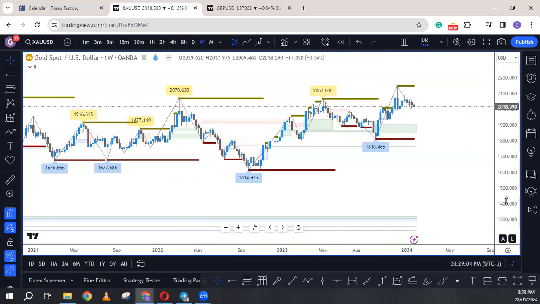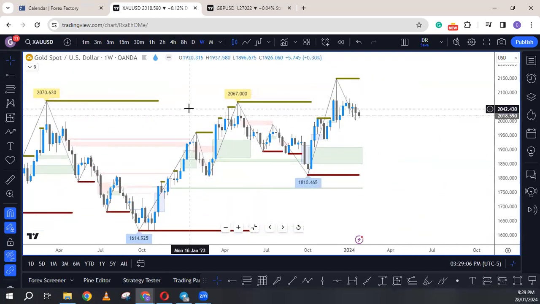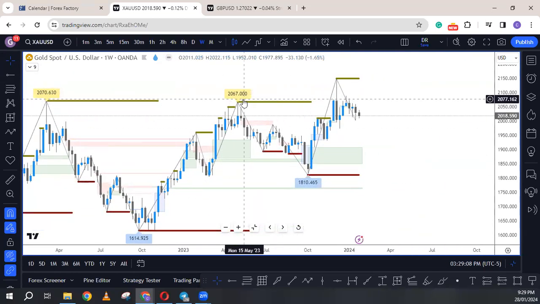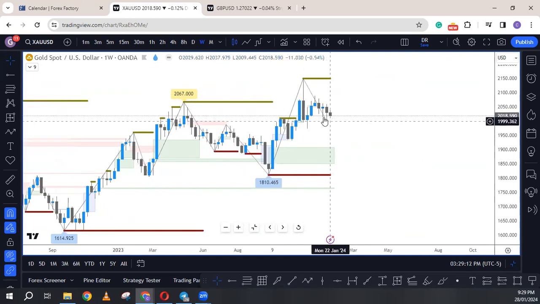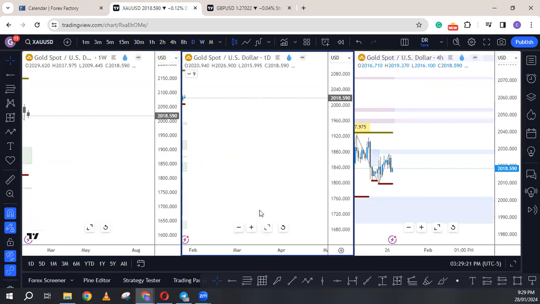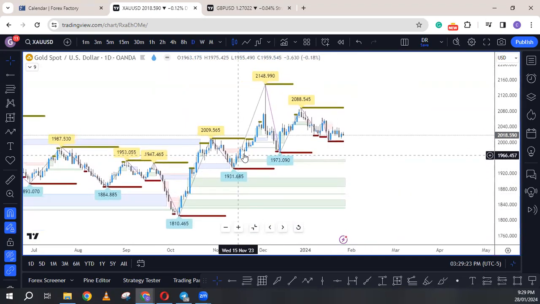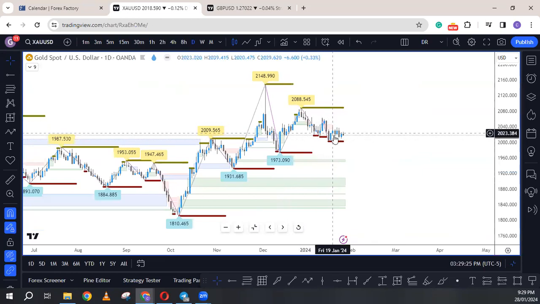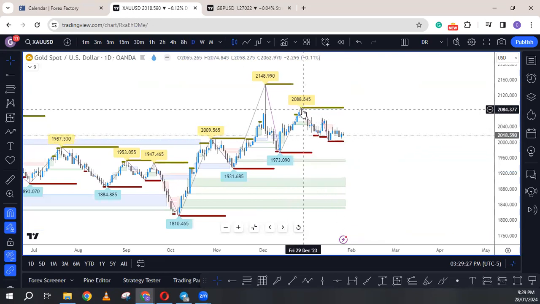If we look at gold on the weekly, although it looked bullish, it did not close above 2067 with conviction. And if you notice, price has been moving slightly to the downside, but not with enough momentum. If we go to the daily time frame, it's still tilted to the upside. Well, it didn't make a new high.